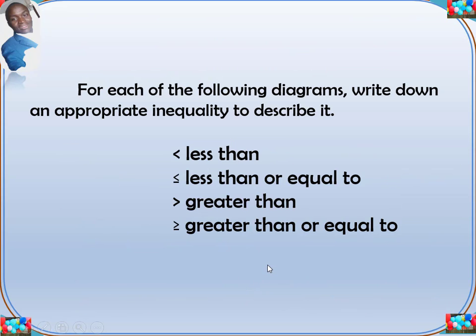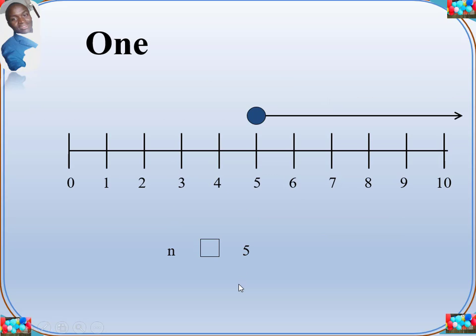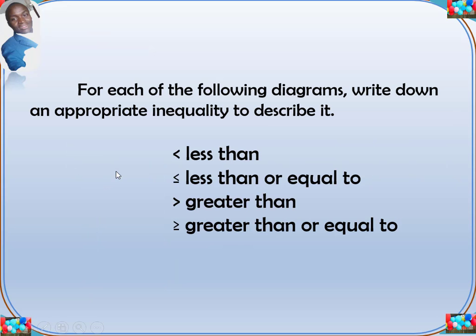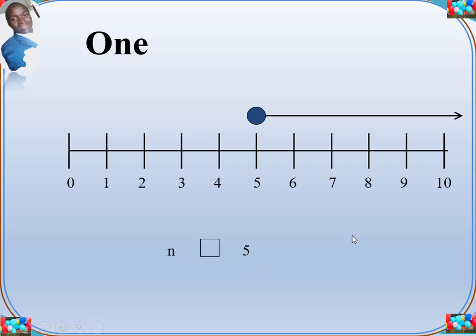And then lastly, for each of the following diagrams, write down an appropriate inequality to describe it. You will use one of these inequalities to describe what is being depicted in the diagram here. In the first diagram, we are using n. We want to bring in a symbol, choosing from these two: less than or equal to, greater than or equal to. Hope you have yours in mind.